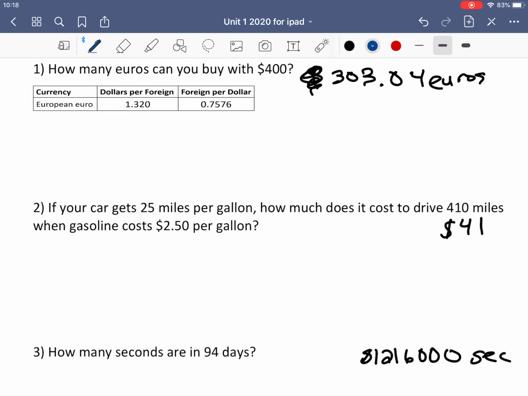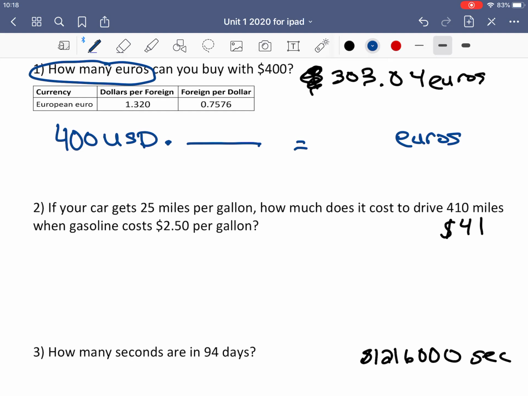Alright, if you're back or you didn't leave, let's work number 1. What I currently know is I have $400, so that's US dollars. I want to not have US dollars. I want to have euros because the question is how many euros? So in my unit conversion, a unit analysis fraction, conversion factor, whatever you want to call it, my US dollars has to go in the bottom. And I want euros in the top because I want to be left with euros. So that means I need to use the foreign per dollar value.